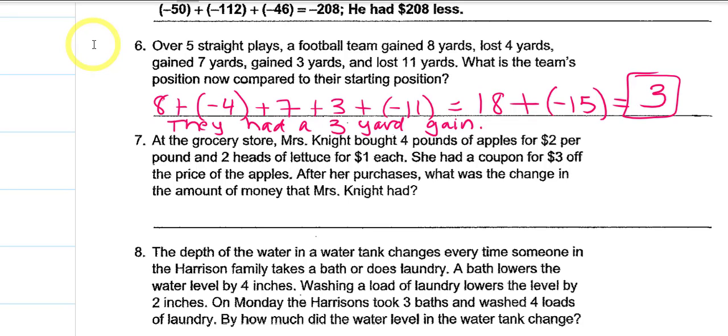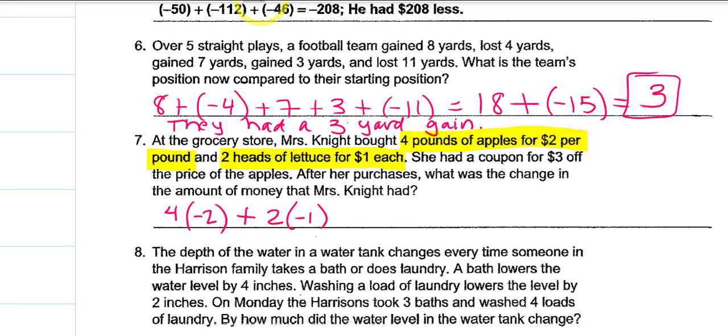So at the grocery store, she bought 4 pounds of apples for $2 per pound. Okay, so that's 4 pounds of apples for $2 per pound. So I'm going to write that as a multiplication statement of 4 apples. And since she's losing $2 for each one, I'm going to make that a negative 2. Then it says she also bought 2 heads of lettuce for $1 each. I'm going to add that to the apples plus a multiplication of 2 times negative 1.